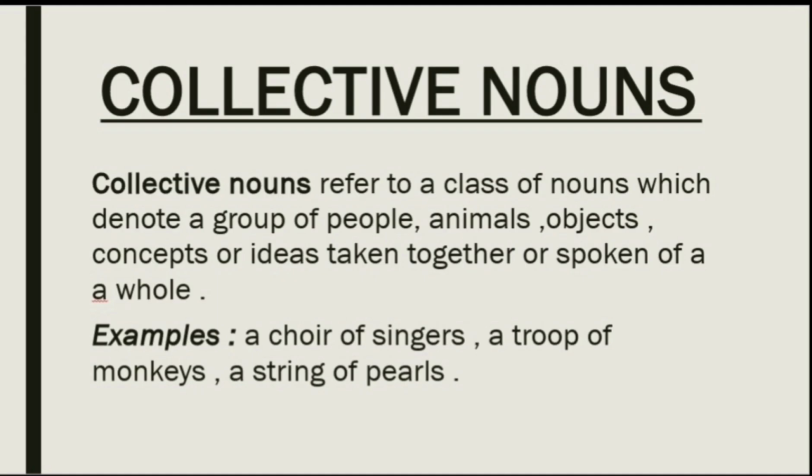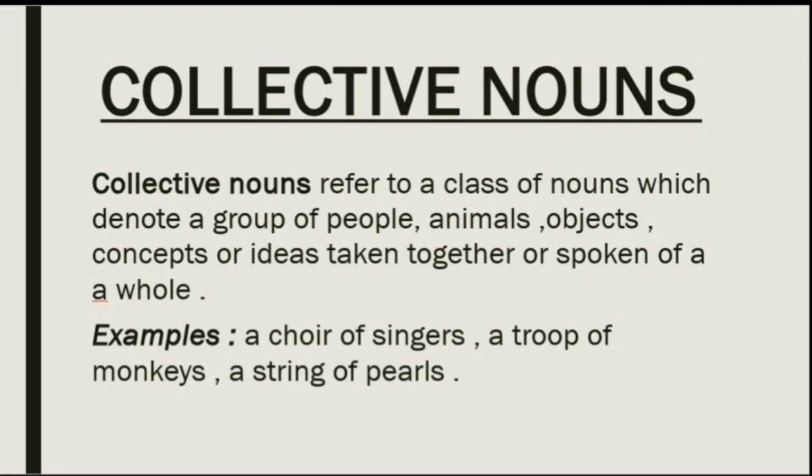So let us understand collective nouns. Collective nouns refer to a class of nouns, meaning a category of nouns, which denote a group of people, a particular group of people. It could be a group of animals, objects, concepts or ideas which are taken together as a whole and spoken of as a whole. In other words, a collective noun is the name of a group of people or a collection of things of the same kind.